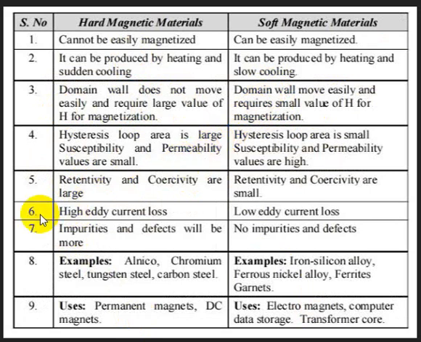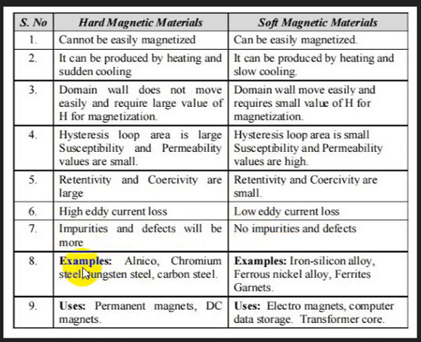Number 6 point is high eddy current loss. The eddy current is the current induced by the varying magnetic field, and its loss will be high for the hard magnetic material, and the low eddy current loss will be for the soft magnetic material. Number 7 point is the impurities and defects will be more, and for the soft magnetic material, no impurities and defects.